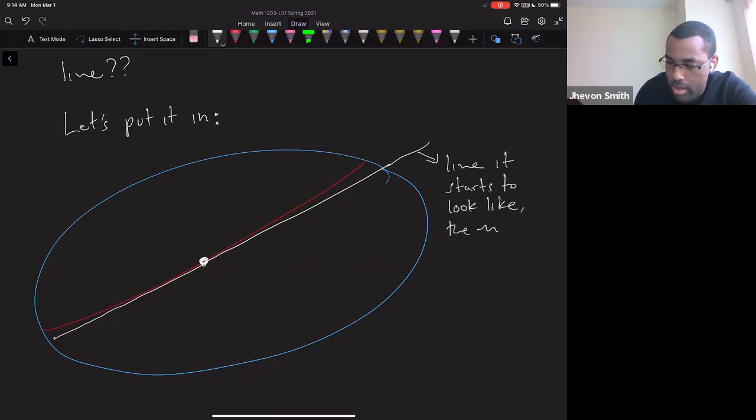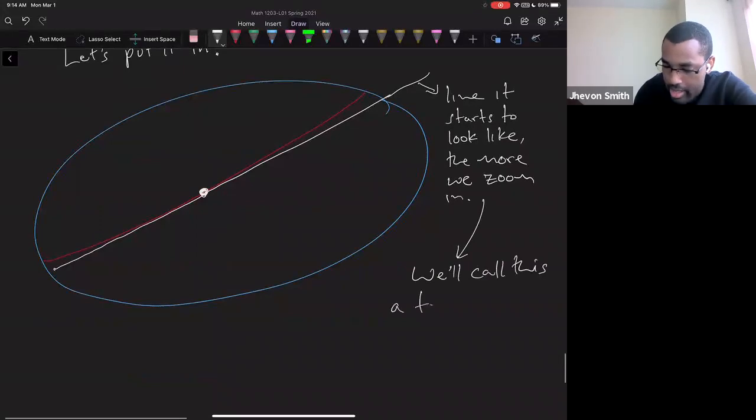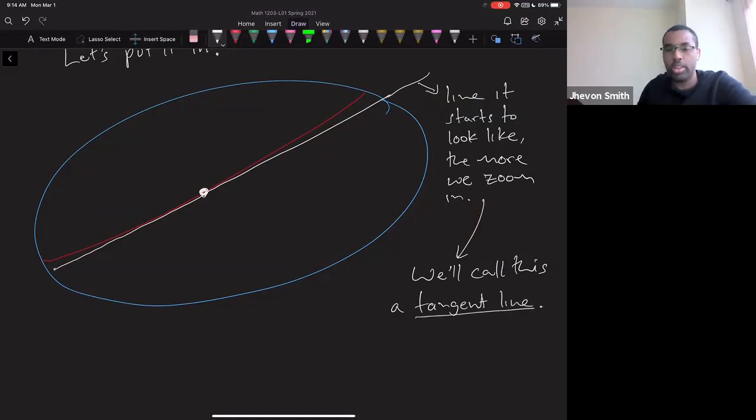The more we zoom in. We'll call this a tangent line. Thanks, Sarah, for ruining the surprise. Next time, please shout out spoiler alert.